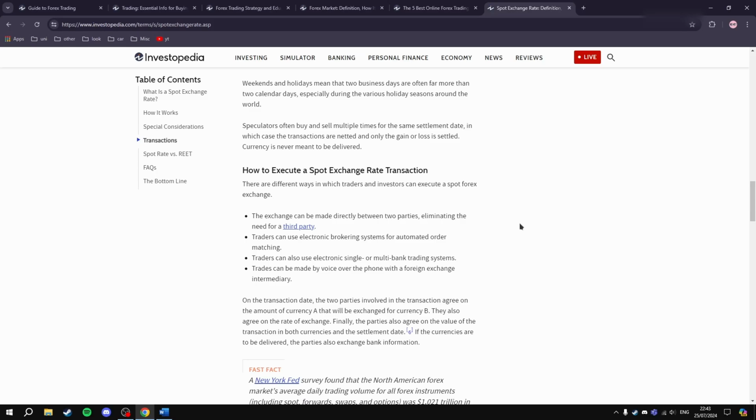Speculators often buy and sell multiple times for the same settlement date, in which case the transactions are netted and only the gain or loss is settled. Currency is never meant to be delivered.